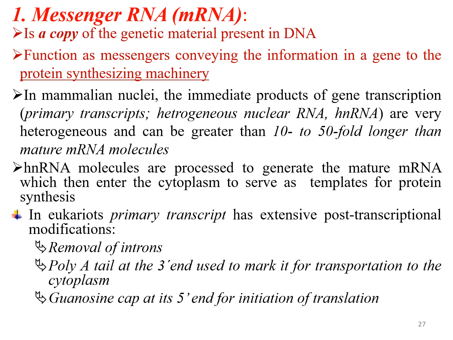In eukaryotes, the primary transcript undergoes extensive post-transcriptional modification. For example, introns can be removed, and a polyadenine tail at the 3' end is added to mark it for transport to the cytoplasm, and a guanosine cap at its 5' end for the initiation of translation. So this one is a phenomenon that takes place in messenger RNA.